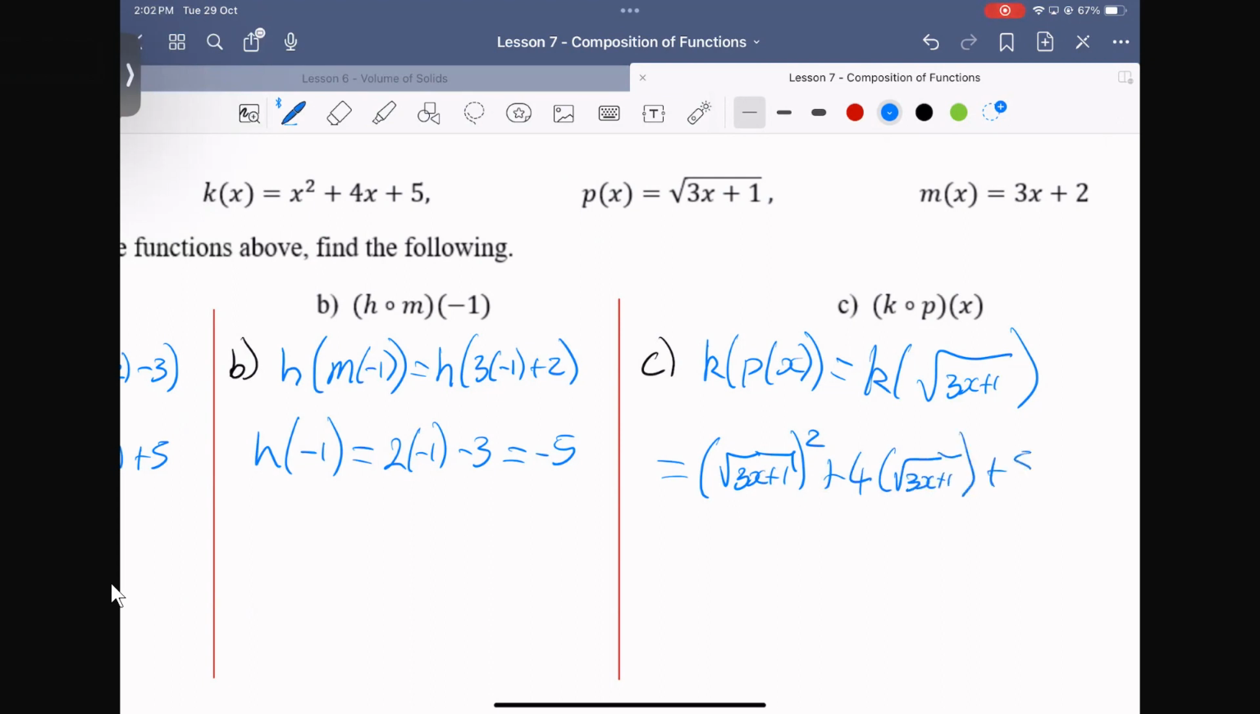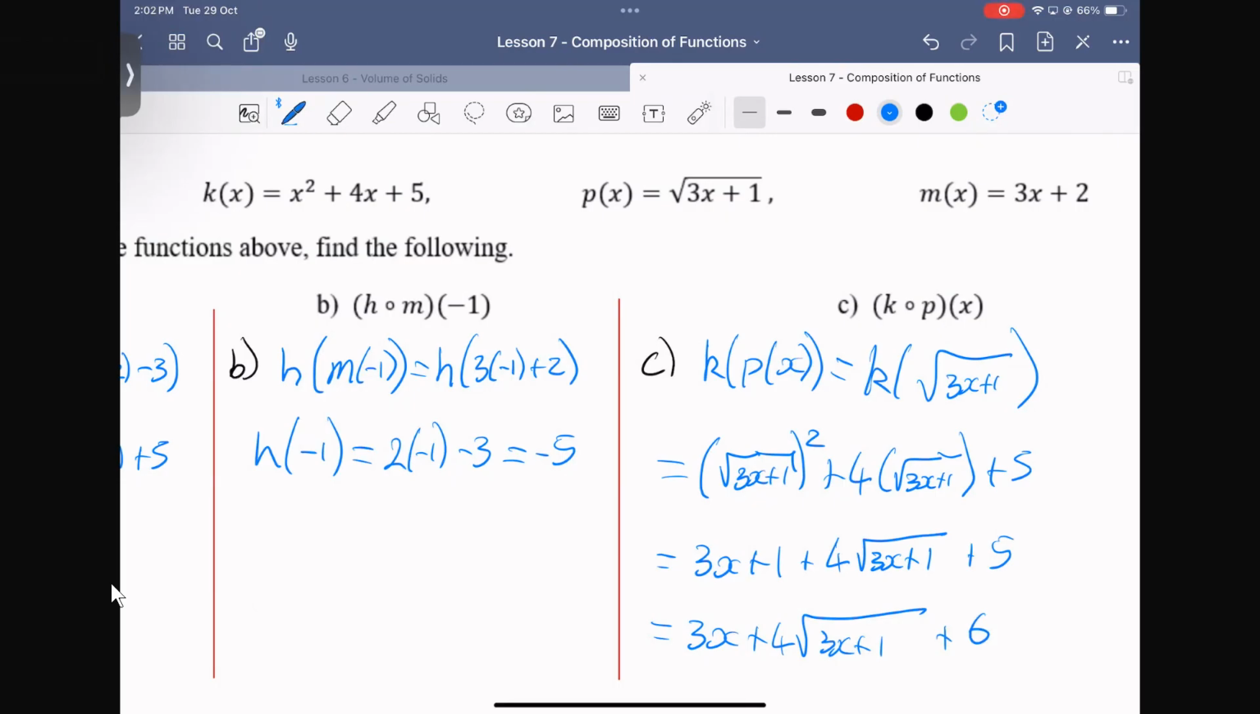plus 5. So that square root will cancel. We get 3x plus 1. But this one's not going to. We're going to get 4 root 3x plus 1 plus 5. We can simplify this to 3x plus 4 root 3x plus 1 plus 6.